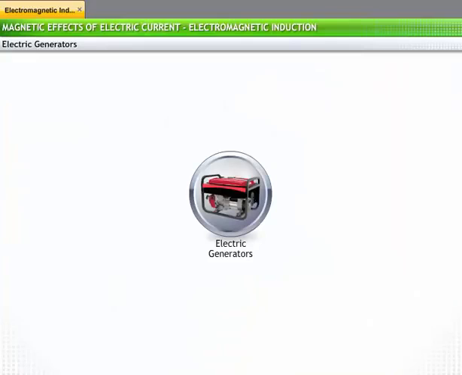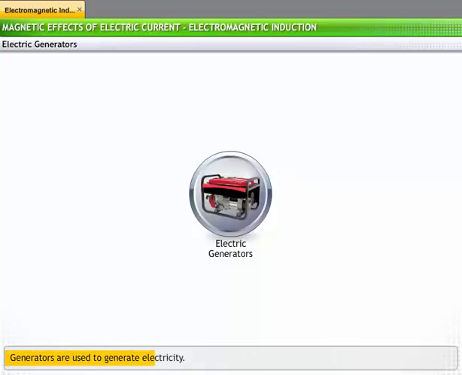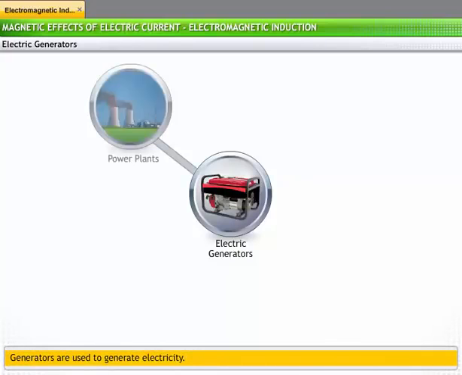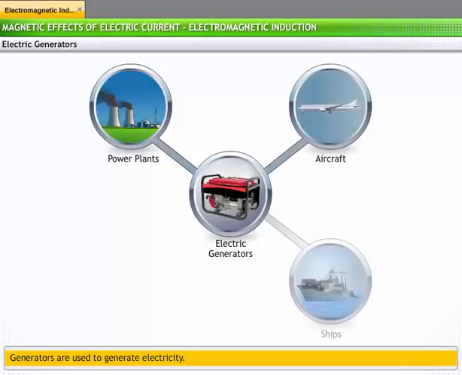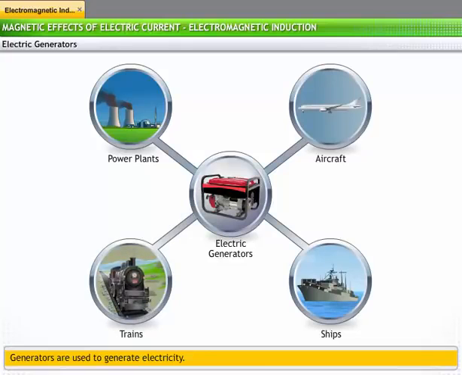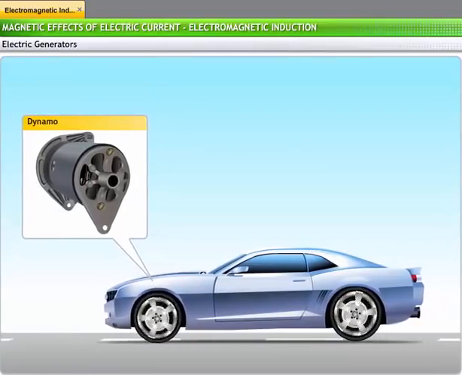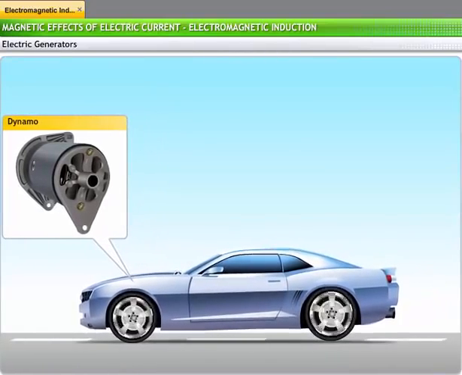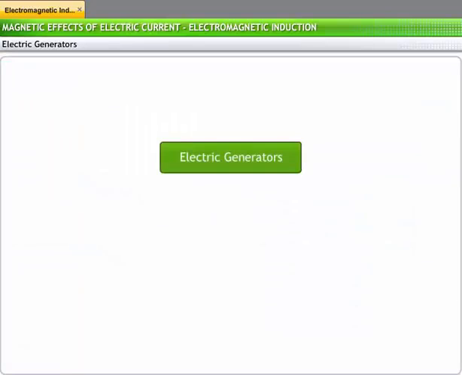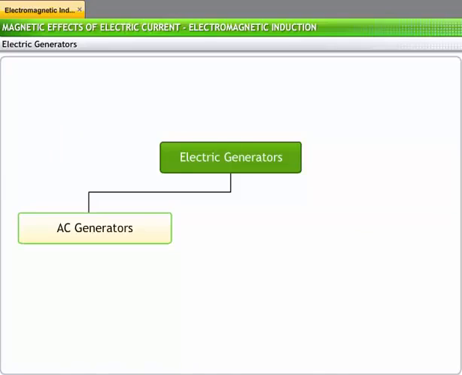Electric generators are based on the principle of electromagnetic induction. Generators are used to generate electricity in power plants for transmission and distribution of electricity over power lines, and to produce electric power required for aircrafts, ships and trains. Dynamos used in automobiles are similar to generators, but they produce relatively less power. There are two types of electric generators: AC generators and DC generators.